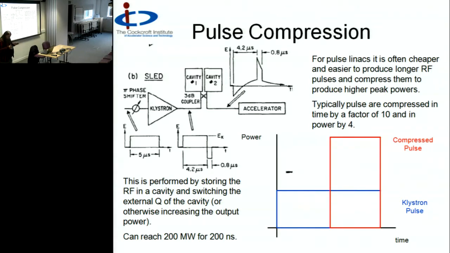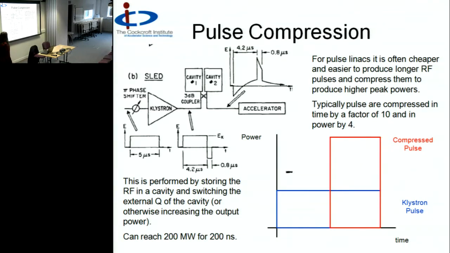Energy is conserved, power isn't. So if you could find some way of filling a cavity for a long time with a low power pulse, store all the energy, and then suddenly switch that energy out, so you got all that stored energy being deposited in a short period of time, you could get very high peak powers for a short period of time. And mainly SLAC, for a long time, have been looking at how can you do this.